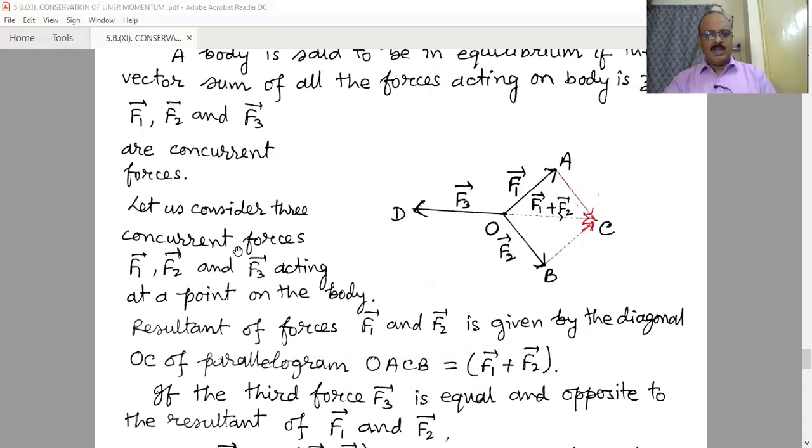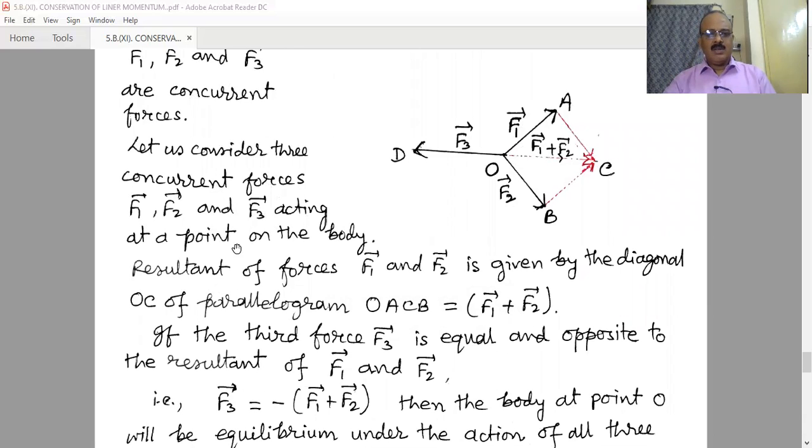Now let us consider the three concurrent forces F1, F2 and F3 acting at a point on the body. The resultant of F1 and F2 gives the diagonal OC. Here F1 plus F2 is the resultant of force F1 and force F2. We can obtain it from the parallelogram theorem. That means it is the diagonal of the parallelogram OACB, with one side the F1 vector and another side the F2 vector. When these three are in equilibrium, the resultant of F1 vector plus F2 vector must be equal and opposite to the third vector, that is the F3 vector.